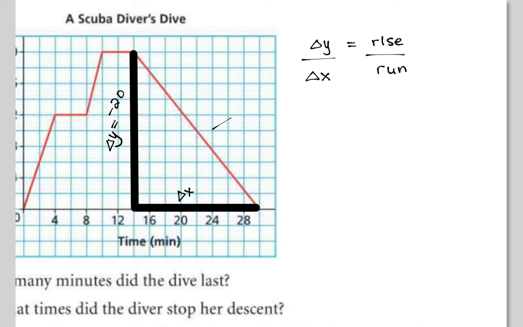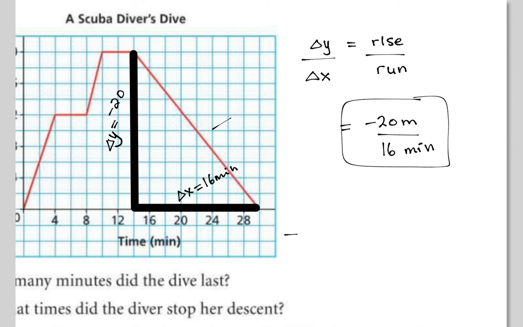Okay, what about delta x? Count the ticks. How many ticks? 1, 2, 3, 4, 5, 6, 7, 8. And each tick's worth 2 minutes. 8 times 2, 16 minutes. So for that one, we would have negative 20 meters in 16 minutes.